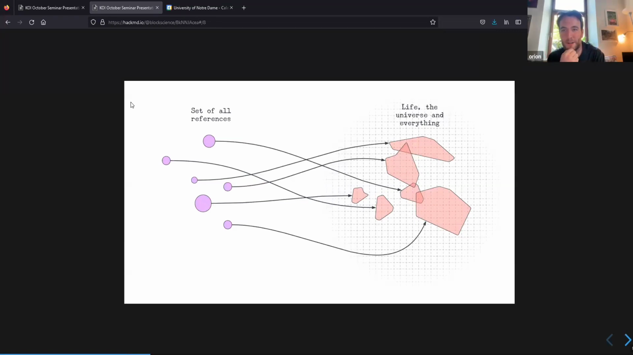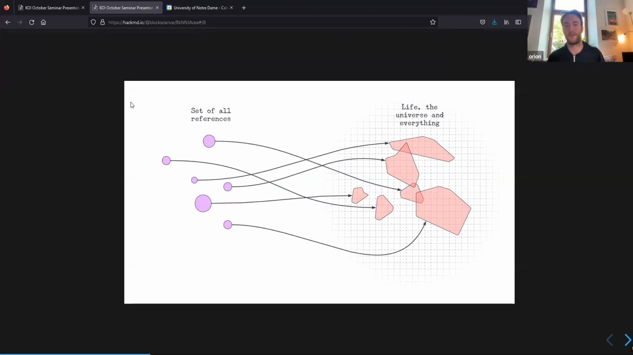So here's a visualization of that. This is from the digital objects piece, which hopefully will be published this month. That's pretty much all wrapped up. And so you can imagine we have these two abstract spaces. One is the space of all references, or all things which refer, which are digitally represented. Then we've got life, the universe, and everything, the space of everything that you can refer to. You could think of this as the referent space, where a referent is the thing you're referring to.